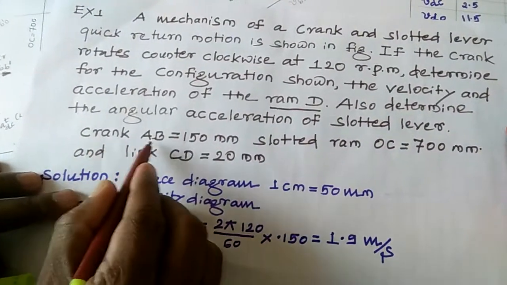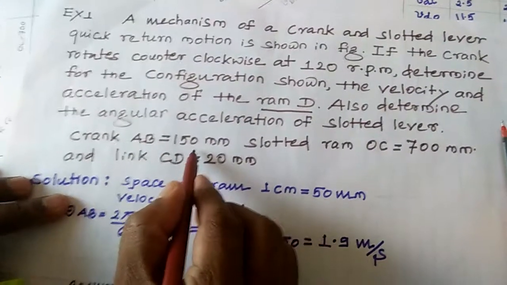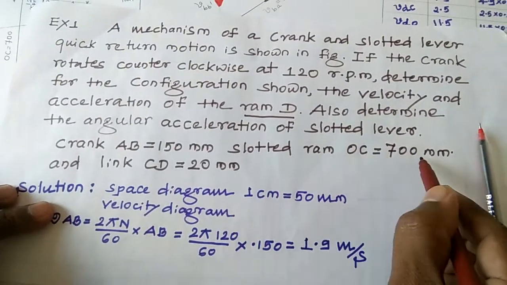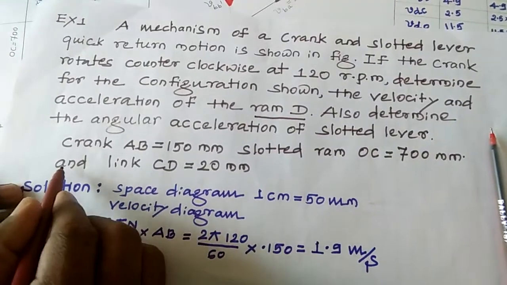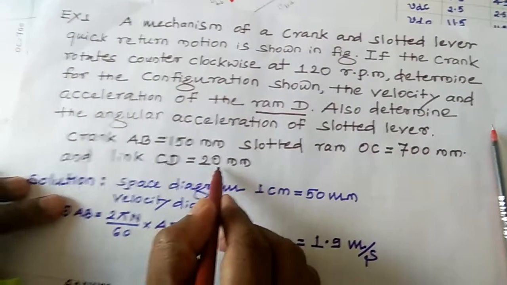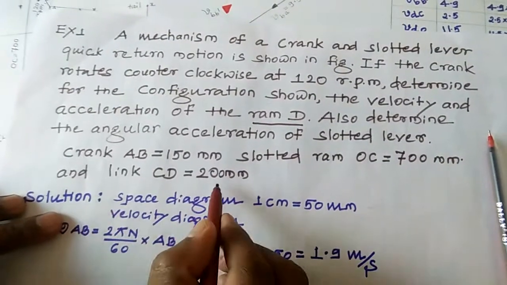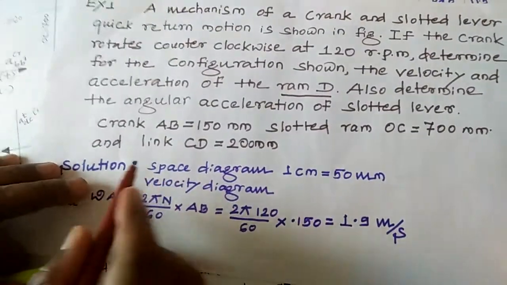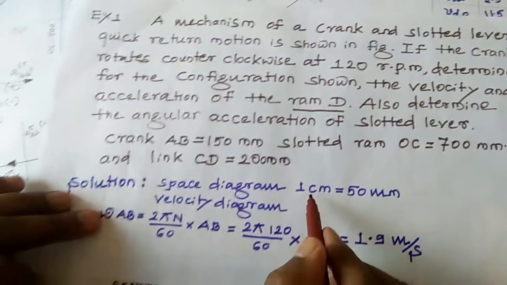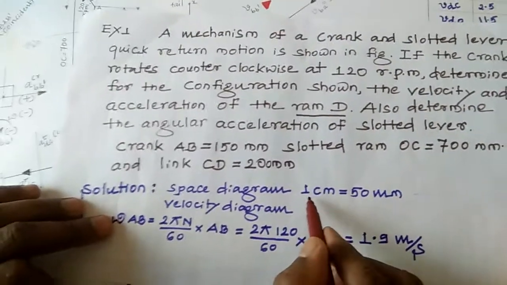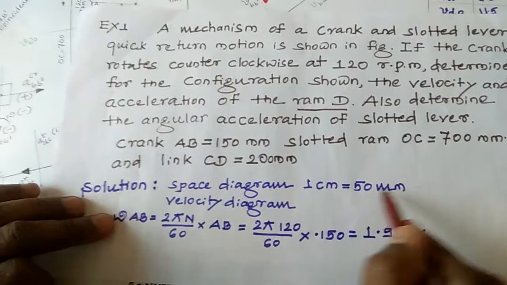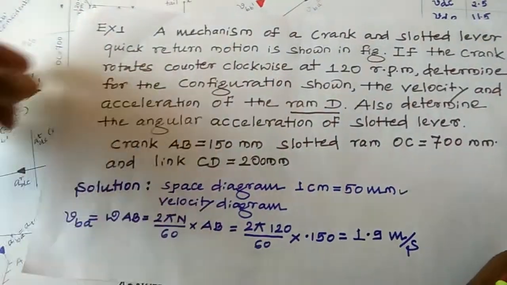Okay, they have given the crank length AB as 150 mm, slotted ram OC as 700 mm, and link CD as 200 mm. Okay, that is given as 200 mm. Then first I will go to the space diagram. For the space diagram, I will take a scale of 1 centimeter equal to 50 mm. Then I will draw the space diagram.